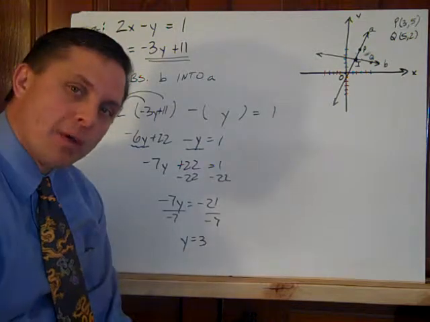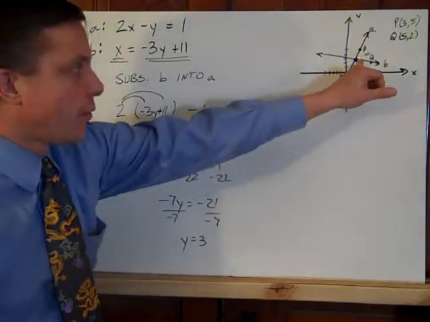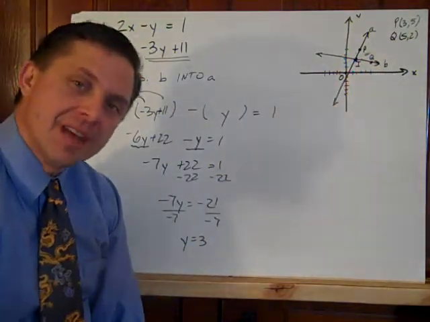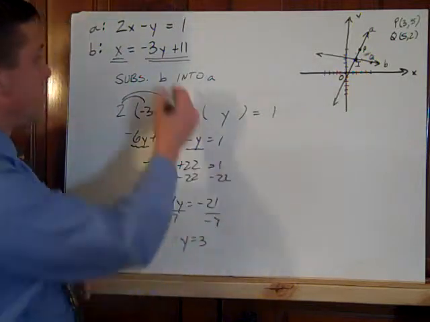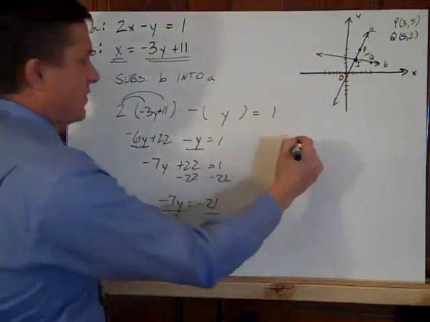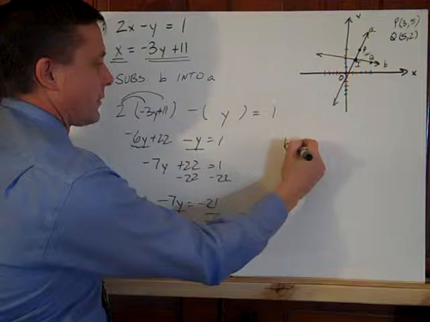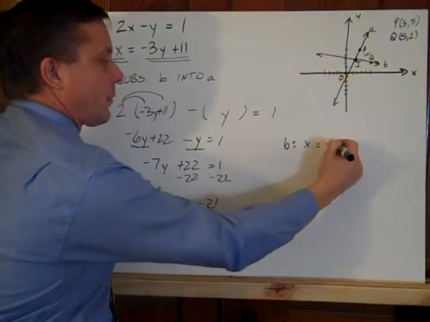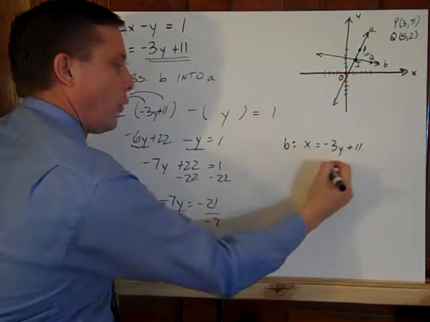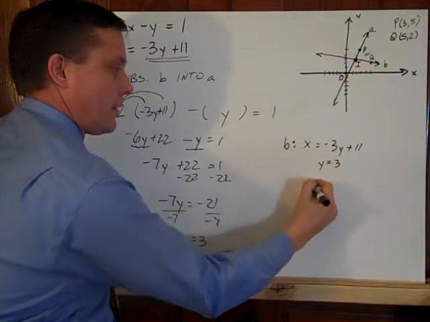I just found the y coordinate. But listen, I don't want the y coordinate only. I want to know the x and y. So how am I going to find that? Well, I got equation B here. It's nifty. So I'll write B is equivalent to x equals negative 3y plus 11. But now I know y is 3.